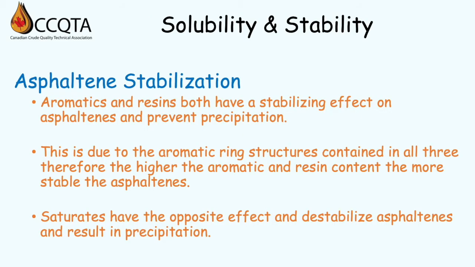While saturates have a tendency to destabilize asphaltenes, aromatics and resins both have a stabilizing effect and prevent precipitation. This is due to the aromatic ring structures contained in all three. Therefore, the higher the aromatic and resin content, the more stable the asphaltenes. Saturates have the opposite effect and destabilize asphaltenes and result in precipitation.